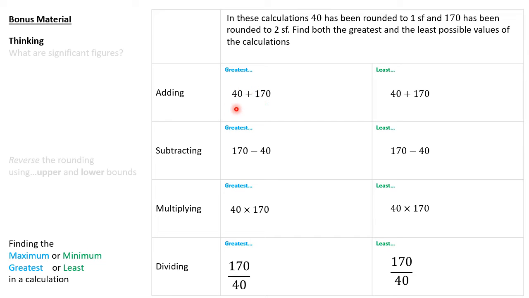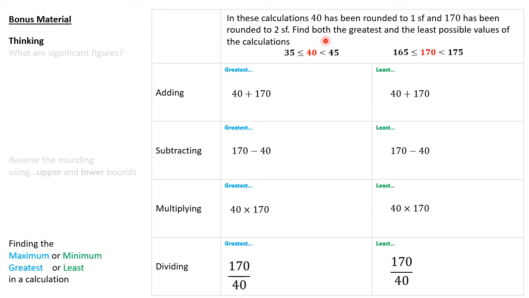So if I want to make this addition as big as possible, I need to think about what 40 could have been. So before I get too stuck in, I'm just going to think, well, 40 to one significant figure could be somewhere between 35 and 45. So then my upper and my lower bounds for 40. And whilst I'm there, I'm going to think about 170. And 170 to two significant figures could be somewhere between 165 and 175.